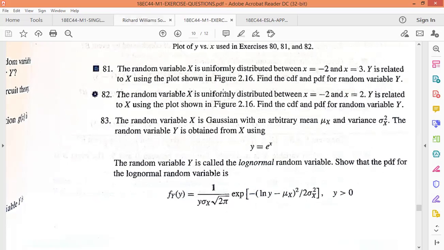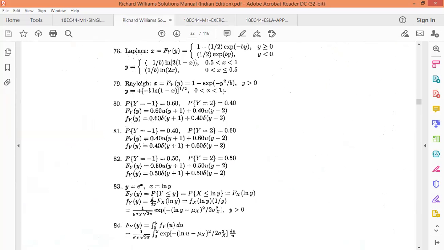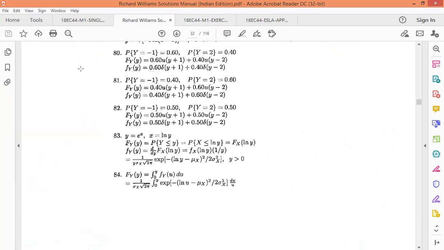So here I'll just show with the manual itself. Here y is equal to e to the power x is given. Taking ln on both sides, we get ln y is equal to ln e to the power x, which is nothing but x is equal to ln y. After getting the reverse equation, next you can go for writing the CDF equation.